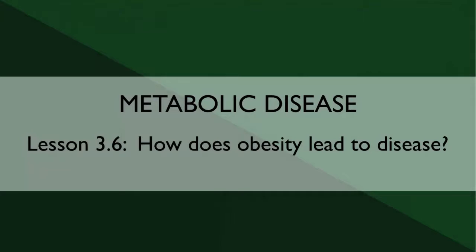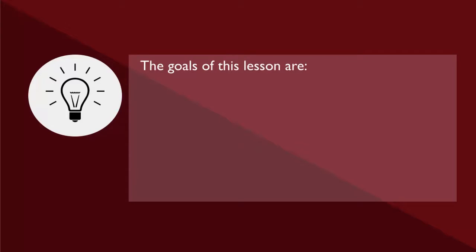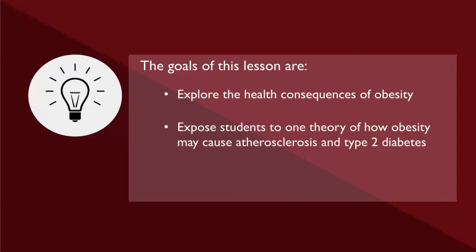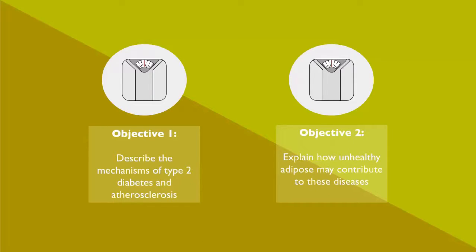Lesson 3.6, How does obesity lead to disease? The goals of this lesson are to explore the health consequences of obesity and to expose students to one theory of how obesity may cause atherosclerosis and type 2 diabetes. At the end of this lesson, students should be able to describe the mechanisms of type 2 diabetes and atherosclerosis and explain how unhealthy adipose may contribute to these diseases.